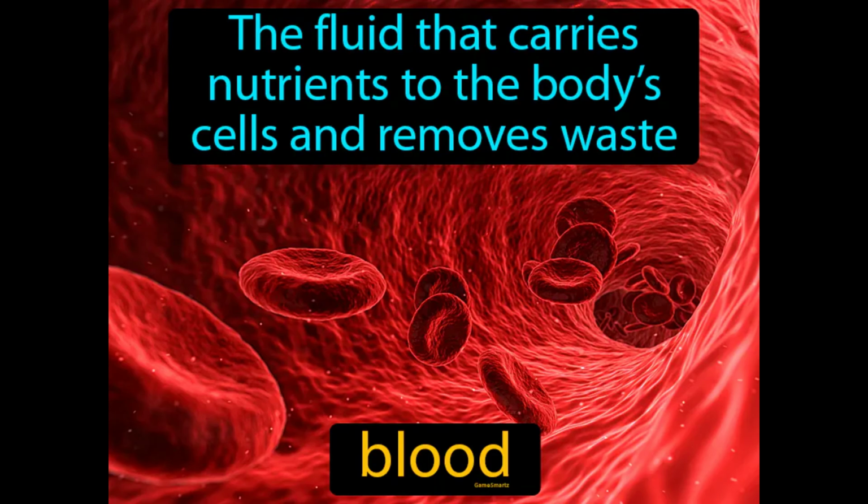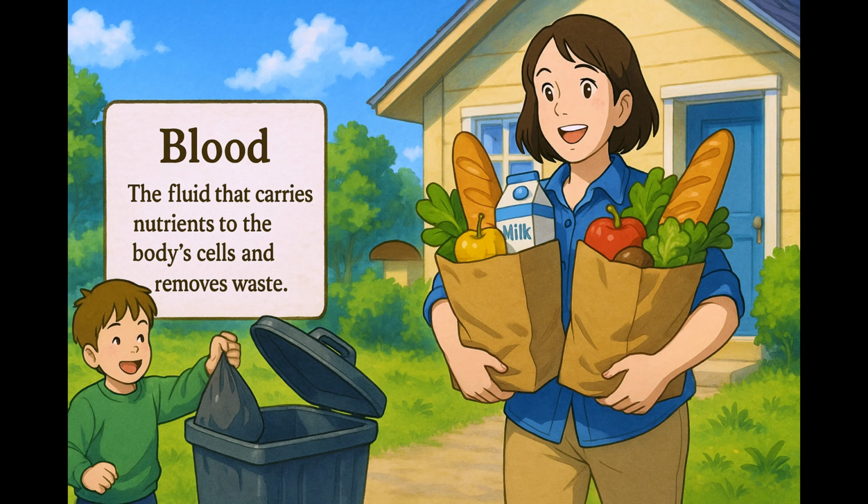The fluid that carries nutrients to the body's cells and removes waste. Blood. Blood is a vital liquid that circulates through the body, delivering oxygen and nutrients while removing carbon dioxide and waste. Imagine dealing with the logistics of delivering groceries to your home while simultaneously taking out the trash.